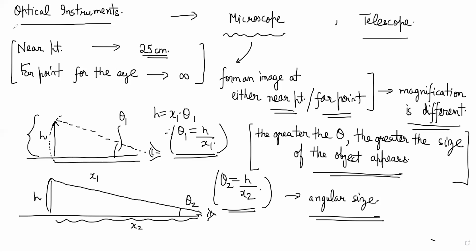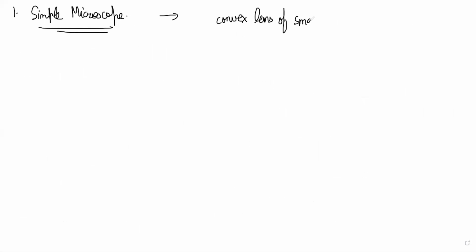Okay, so with all this, now we can start talking about what is a simple microscope, compound microscope, then telescope and all. So simple microscope is basically just a convex lens of small focal length. Convex lens of small focal length. And what does it do? So we can draw a few diagrams.